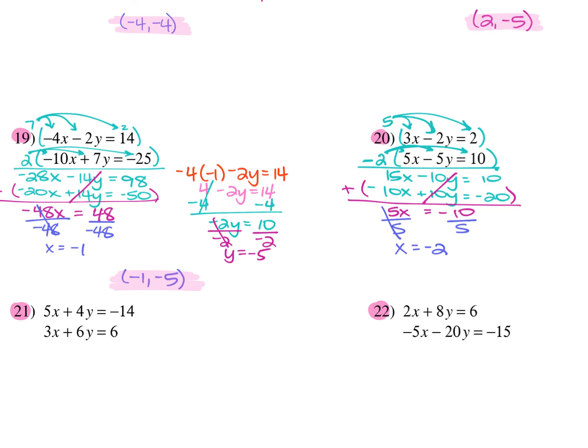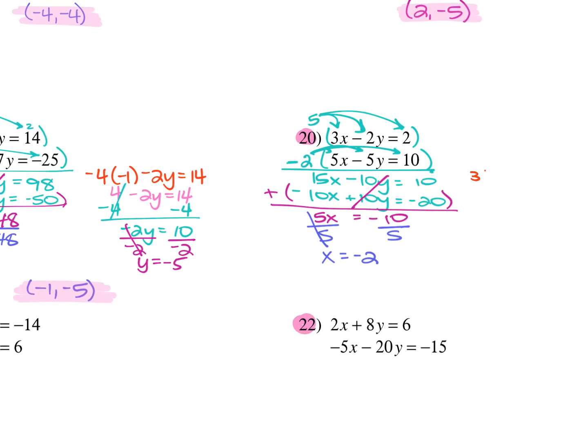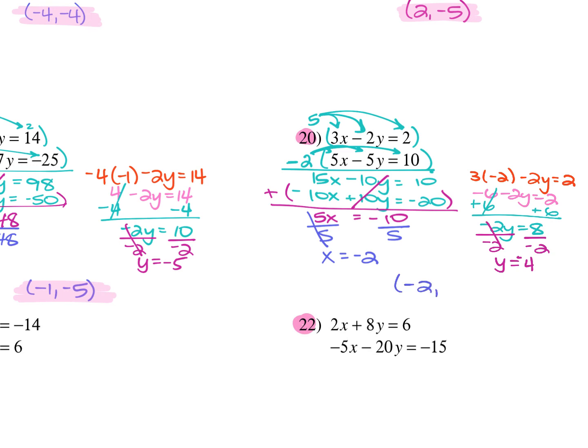Which equation would you like to use to find y? Top. So that's going to give us 3 times x, so 3 times negative 2, minus 2y is equal to 2. The 3 times negative 2 is negative 6, minus 2y is equal to 2. We move that 6 over by adding it to both sides. We get negative 2y is equal to 8. And we divide each side by the negative 2. And you have that y is equal to negative 4. If your x is negative 2, your y is negative 4, your solution is negative 2, negative 4.